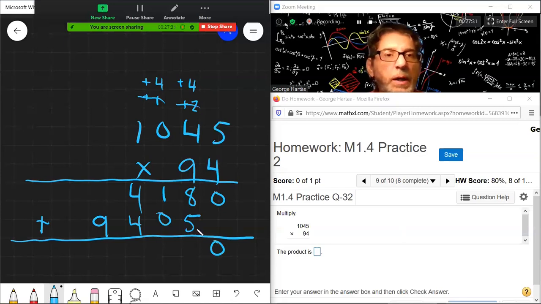0, 8 plus 5 is 13. Carry the 1. 1 and 1 is 2. 2 plus 0 is still 2. 4 plus 4 is 8. 9 plus nothing is still 9. So 98,230.